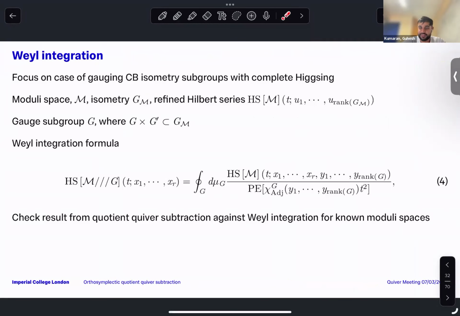Right. So I showed you this algorithm, but how will we actually check anything? First of all, I said we were only restricting to cases with complete Higgsing of the symmetry. So if I have a moduli space M which has an isometry G_M, and I can compute its refined Hilbert series, where t is the grading of the R charge, and these are some fugacities for the global symmetry, I can gauge a subgroup G of G_M with a commutant G'. So maybe I'll write it.